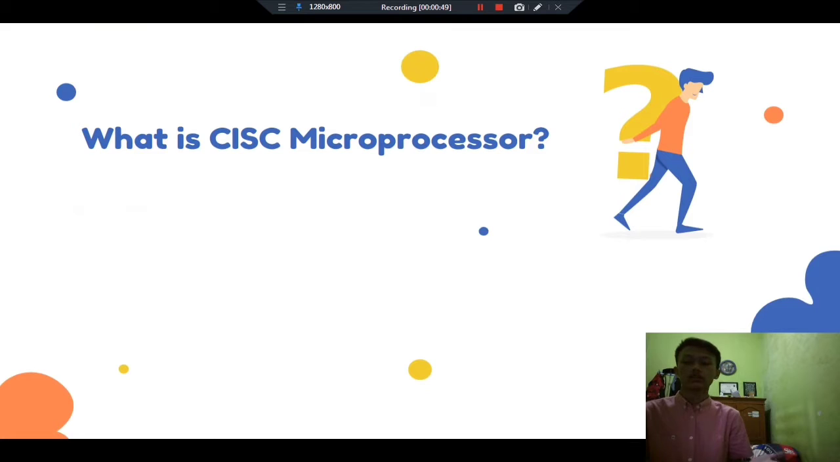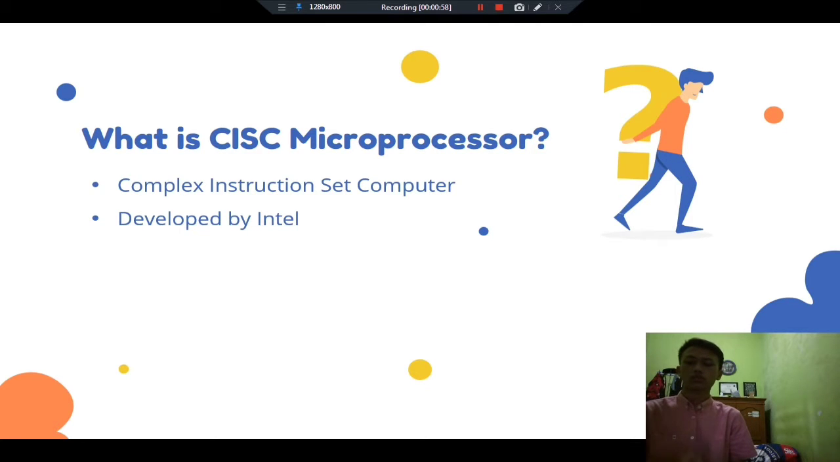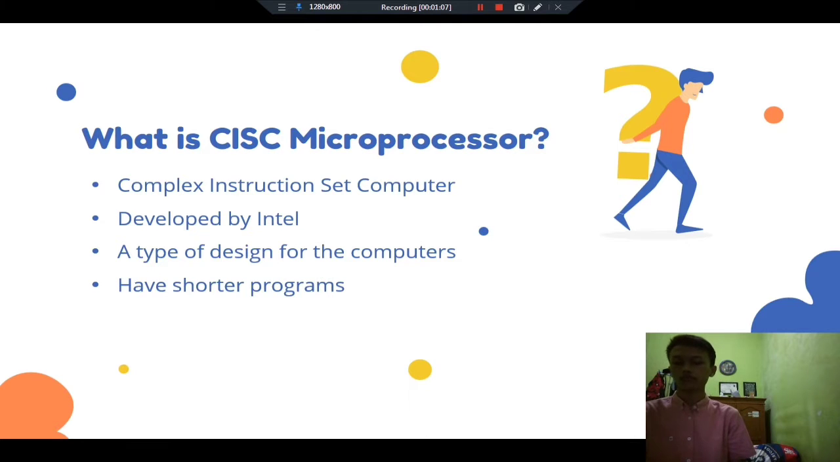What is CISC microprocessor? CISC microprocessor stands for Complex Instruction Set Computer. CISC microprocessor developed by Intel. Then CISC is a type of design for the computer. And CISC based computer will have shorter programs, which are made up of symbolic machine language. And the number of instructions on a CISC processor is small.